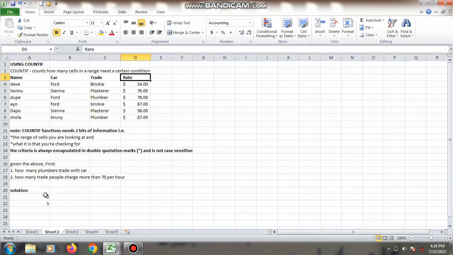So in my question here, I have given us a question, and the question says, how many plumbers trade with a car? Then look at the trade here. We have the plumber, we have the brickie, we have the plasterer. How many of them trade with a car? That is the criteria we are going to use. So we are going to use the COUNTIF.